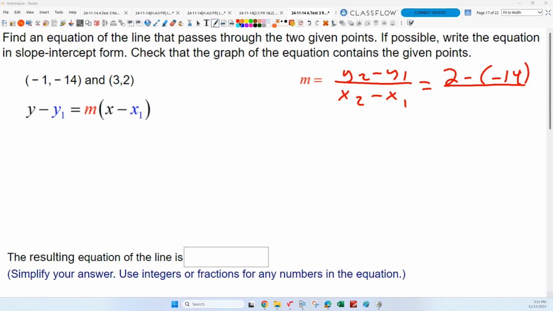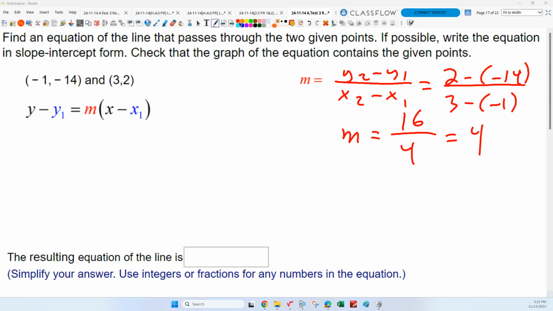So now we just have to be consistent. So Vance is going right minus left on the top, got to do the same thing for the x's. So what would have to be on the bottom then? Okay, so that gives us a slope of what? What's on the top? 2 minus negative 14 is 16. 3 minus negative 1 is 4. 16 divided by 4 is 4.